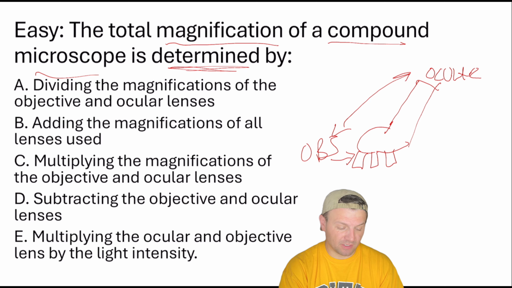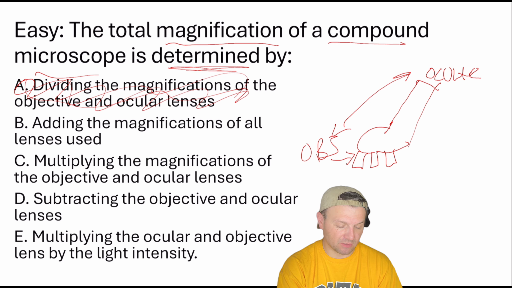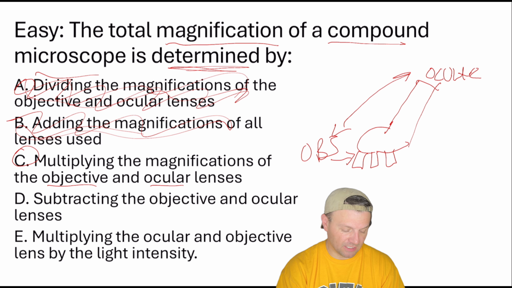A, dividing the magnification, I can stop there. That's not the answer. It's not dividing, it's multiplying. B, adding the magnifications of the lenses used. Nope, that's also not the answer. C, multiplying the magnifications of the objective and ocular lens. That sounds right, but I'm going to check D and E.